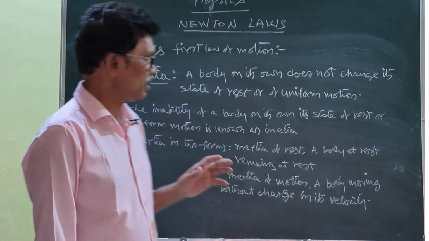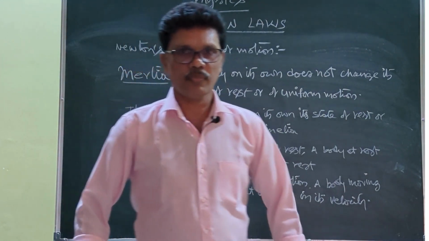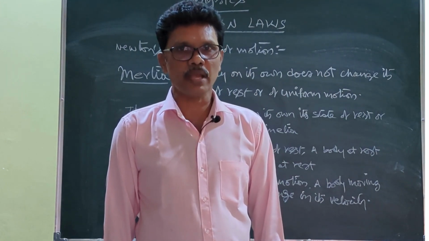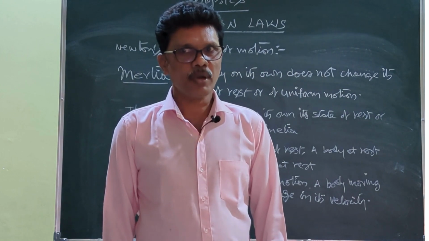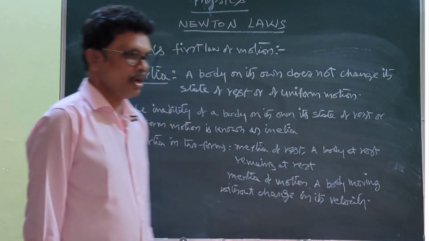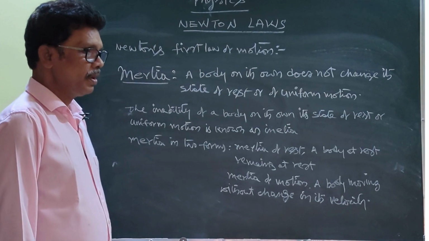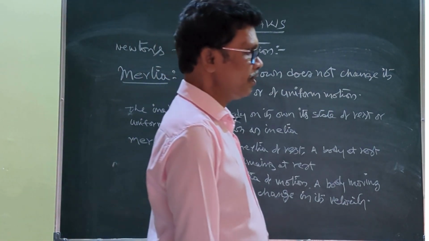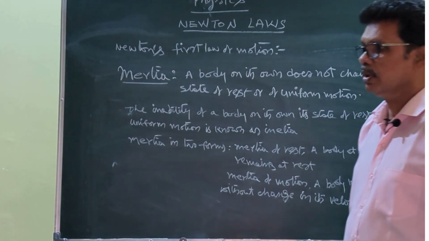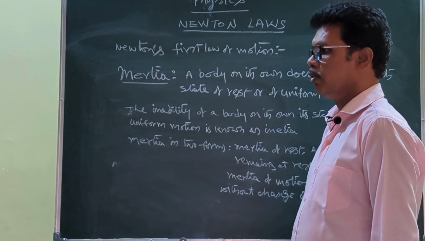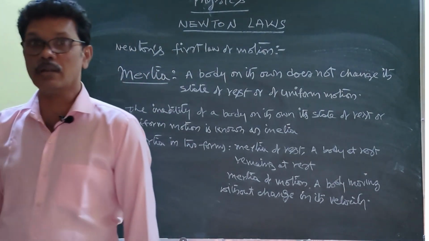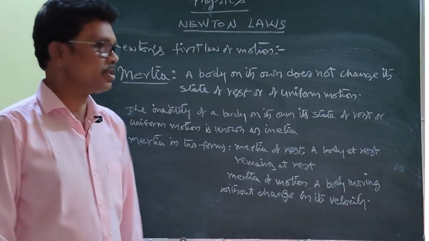Let us see what we can understand here. Let us assume I am the object. Unless some external force acts upon my body, I keep on in this position for any longer time. This is called inertia. Or otherwise, I am walking with uniform velocity, let us say 2 meters per second. This velocity does not change unless there is some external force. So if I am moving with uniform velocity, this is also called inertia.